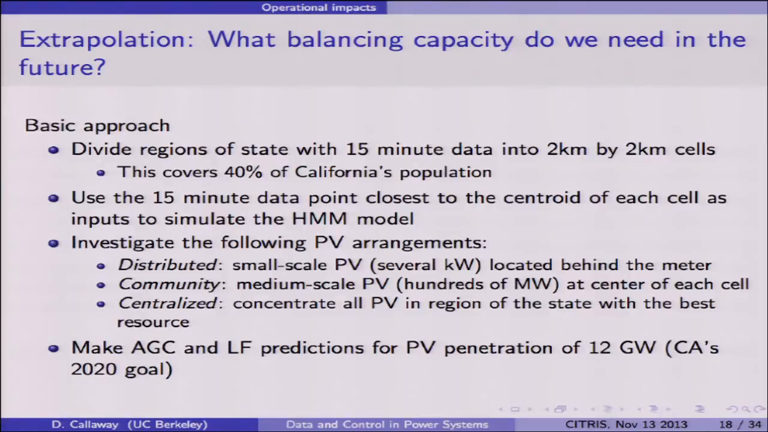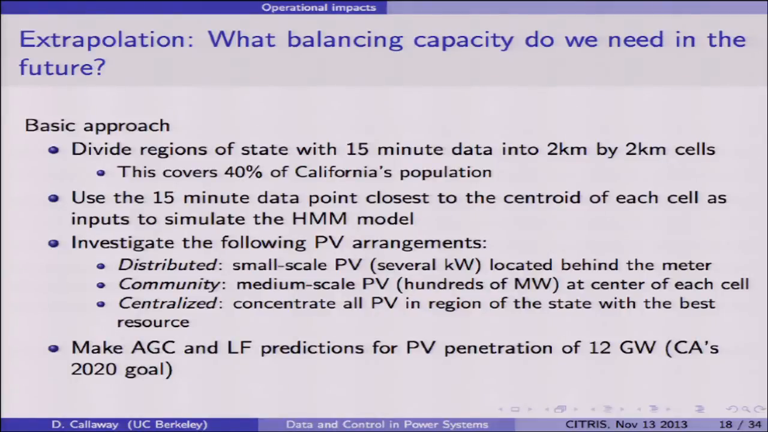And then we look at 3 different PV arrangements. First, a distributed one where we assume that in each cell, the PV systems are randomly distributed throughout the cell. That's an approximation of if we had rooftop solar on residential buildings. Then we look at what we call a community scenario, which is what would happen if all of the PV, the same capacity of PV in each cell as in the distributed scenario, but it's all concentrated at one little square in the middle of the cell.